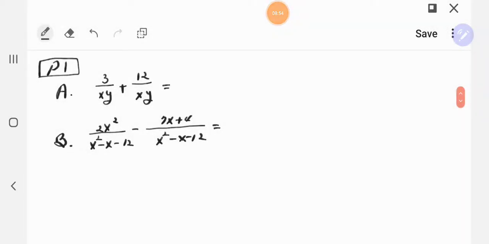Okay, for problem 1, add or subtract. The first part is an addition with the same denominator, so leave xy. And then add the numerators: 3 plus 12, so that is 15 over xy.